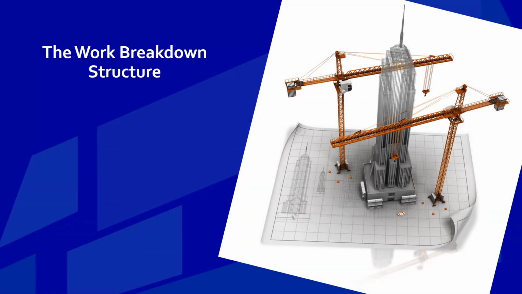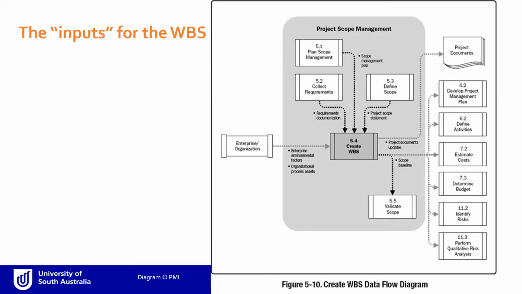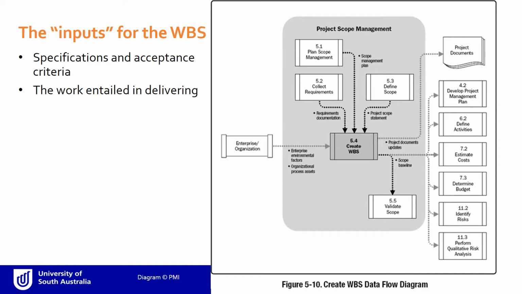The work breakdown structure. Getting to the bottom of the work involved in a project. The information needed to produce the work breakdown structure includes data collected on the specifications and acceptance criteria of the final product, service, or outcome of a project, data collected on the work entailed in delivering that product, service, or outcome, the constraints of time, money, physical constraints, legislation, etc.